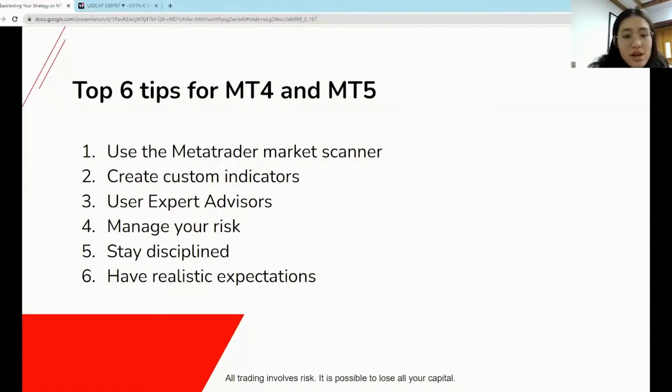Tip number 6, have realistic expectations. It's important to have realistic expectations because you're not going to make a fortune overnight and you need to be prepared for any losses. If you keep your expectations in check and focus on long-term success, you'll be more likely to achieve your goals.